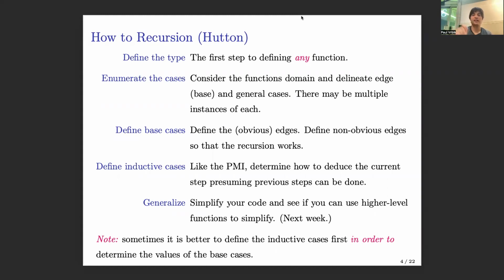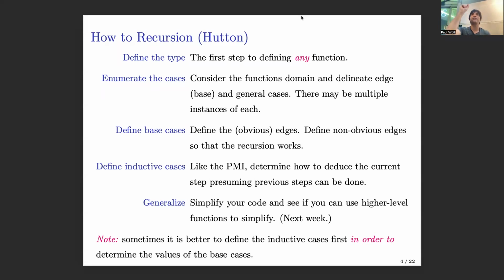So the first thing that we want to do when we define any function is define the type. That's what we've been doing this whole time. So step 1, define the type. Step 2, enumerate the cases. So consider the function's domain. Since we've defined the type, we know what the domain is, and that domain should have boundaries, should have edges. So if it was the positive naturals, we may have an edge 0. If it was lists, we would certainly have an edge empty.